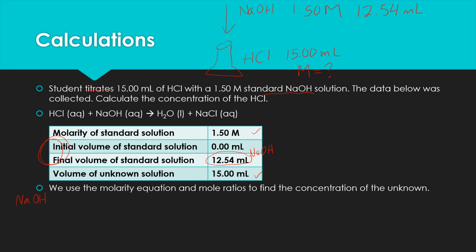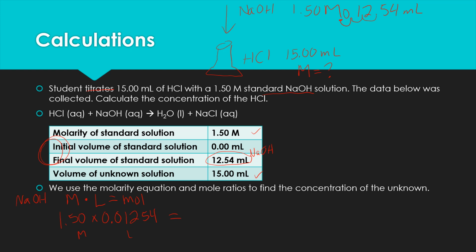I have a molarity and a volume in milliliters. If I do molarity times liters, I can get my moles of that chemical. So we've got 1.50 times, if we convert these 12.54 milliliters into liters, we move that decimal 3 places, basically dividing by 1,000. So we get 0.01254, keeping all your significant figures. So we've got molarity times liters, and that's going to give us our moles.